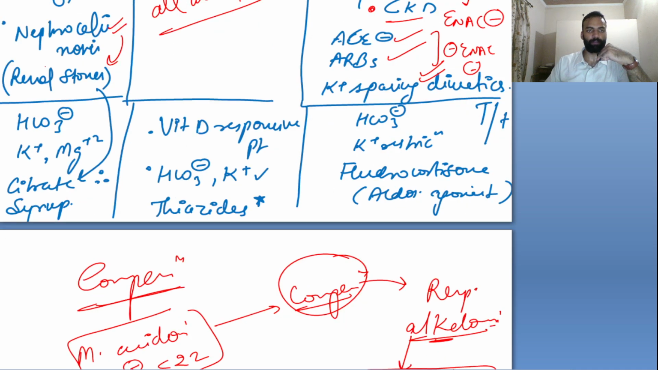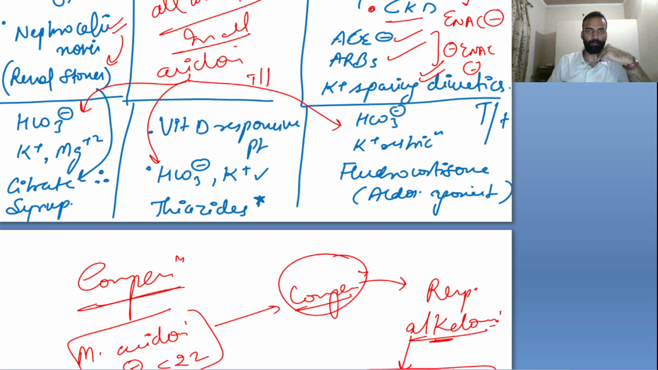Now the treatment part. As in all of these there is acidosis, we have to give bicarbonates in all. In type 1 there will be magnesium supplementation and potassium supplementation, because potassium was low, there was hypokalemia, decreased potassium in blood, and citrate syrup for stones.